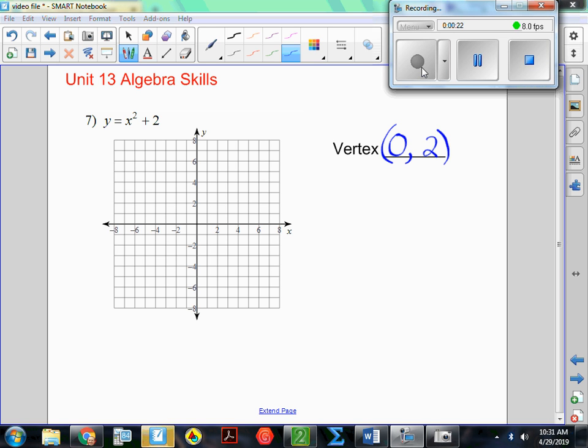Feel free to watch the videos for 1 through 6 where I explain where that vertex comes from a little bit more. So (0, 2) is my vertex. Then I need to graph points around the graph. You can make a table to do this, or you can also use quadratic patterns. Quadratic patterns look like this.